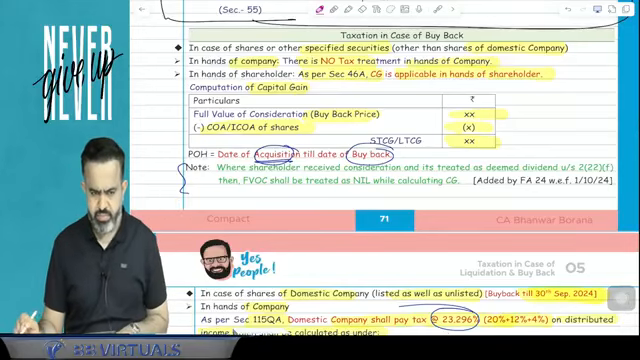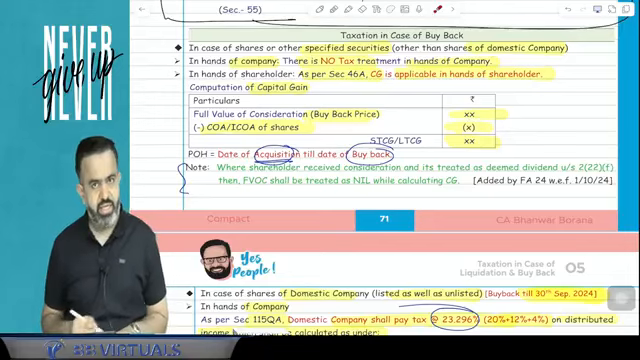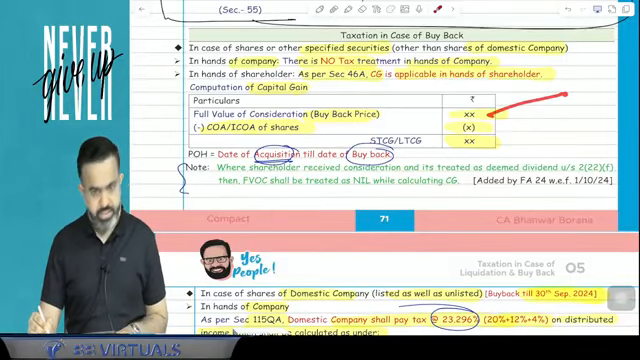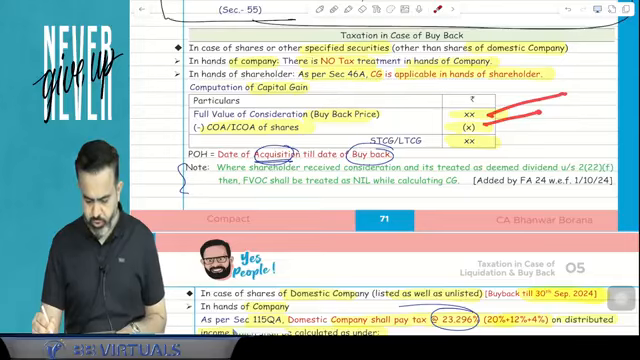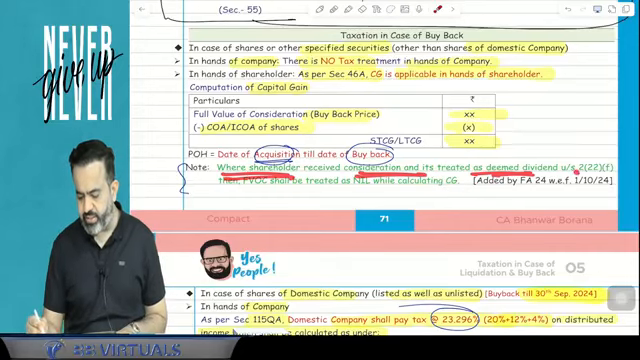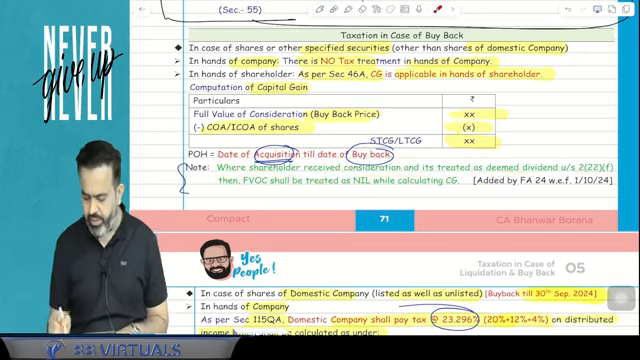Here they mention that in case of the company, there is no tax treatment, and full value of consideration minus cost of acquisition of shares. And here one note is given: where the shareholder receives consideration and it is treated as deemed dividend, then full value of consideration shall be treated as nil while computing the capital gain.